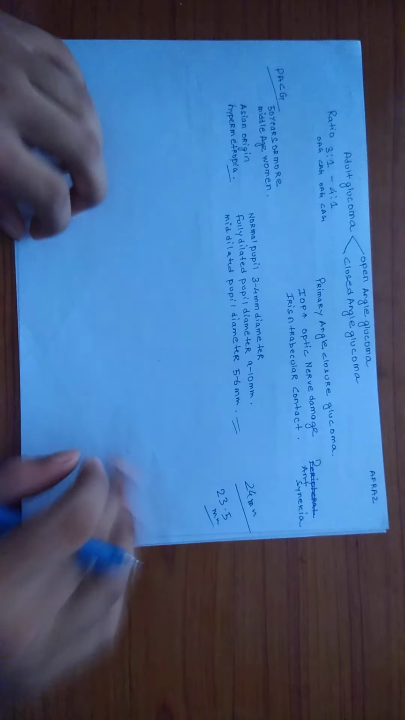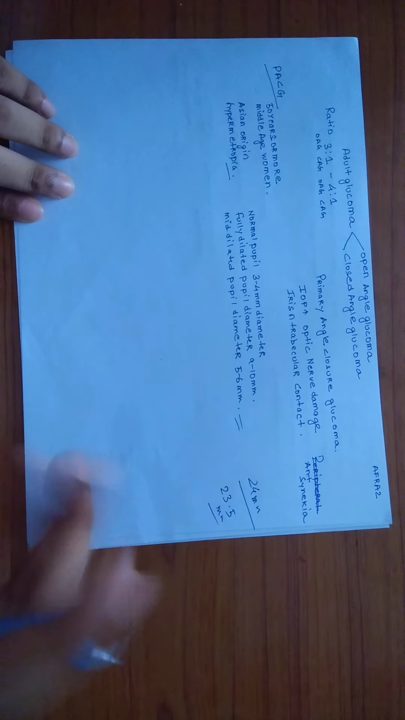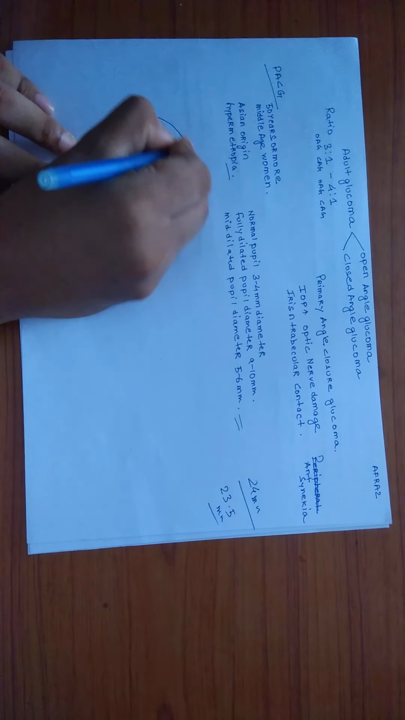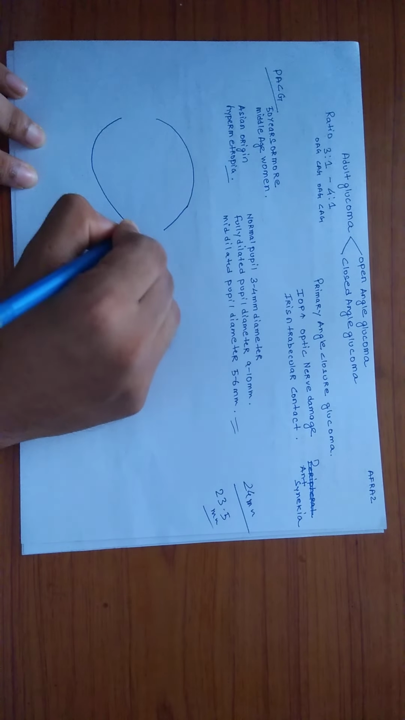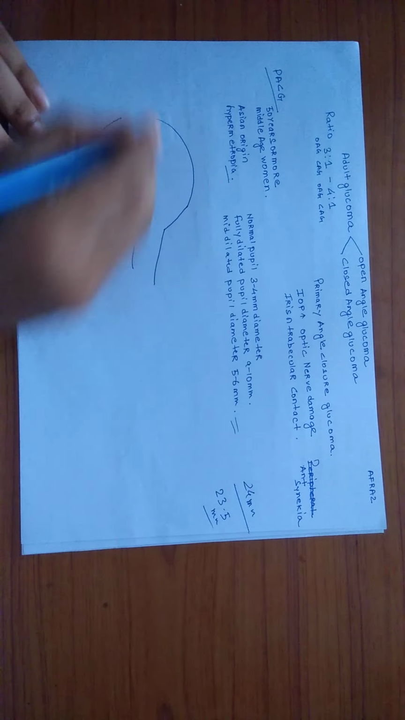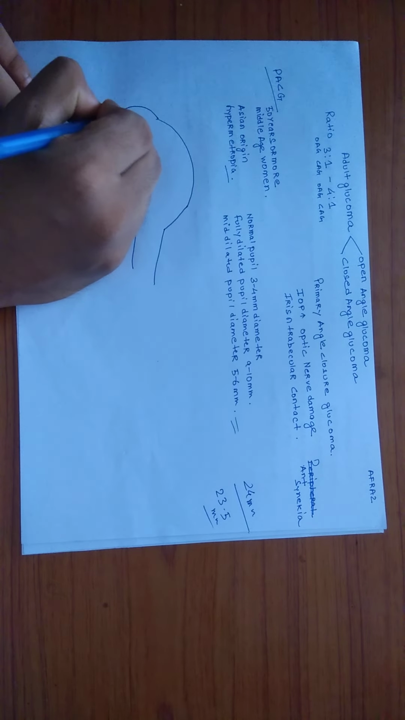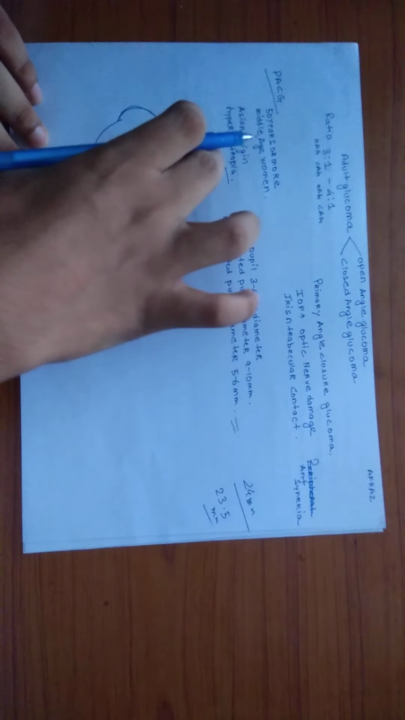Right? So let us try to draw the diagram of the eye in a very simple manner. You have the eye somewhat like this, and you have the optic nerve here. This is a very sketchy diagram, guys. You have the cornea somewhat like this. You have the main eye here.